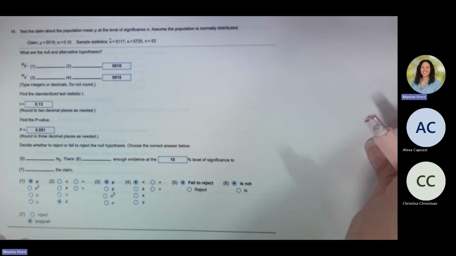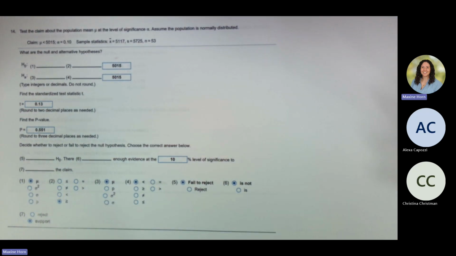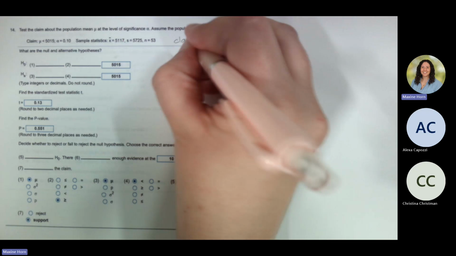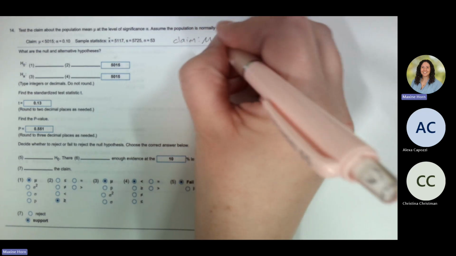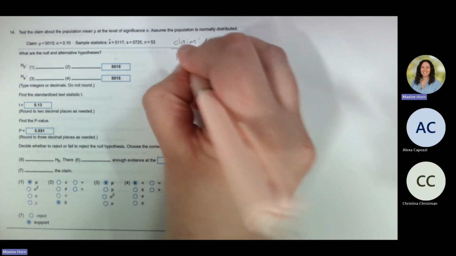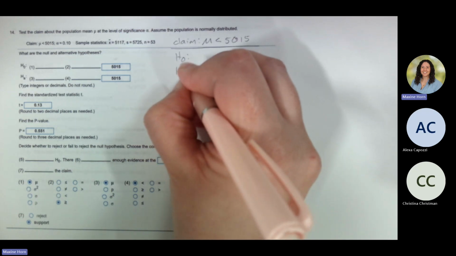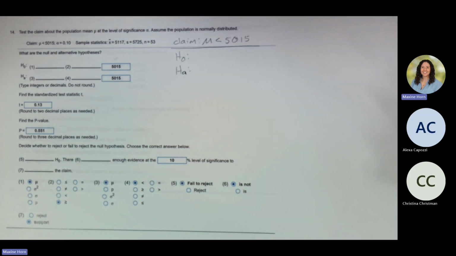Number 14. Test the claim about the population mean, mu, at the level of significance alpha. Assume the population is normally distributed. So they're not telling us which one we're going to use here, so we need to figure that out. They're giving us a claim of the mean is less than 5,015. So the first thing I'm going to do is I'm going to say, did they just give me a null or did they give me an alternative?